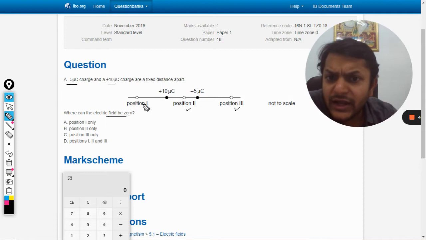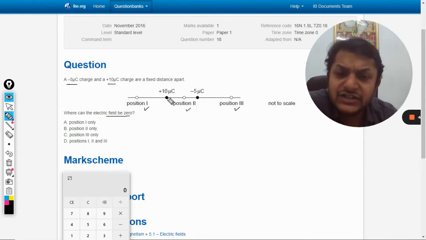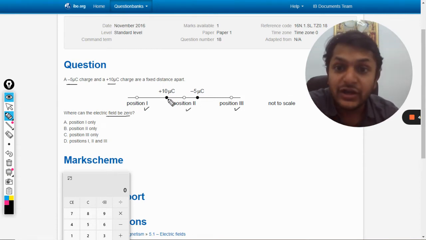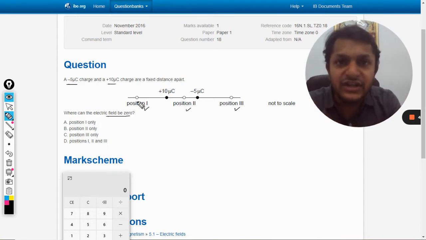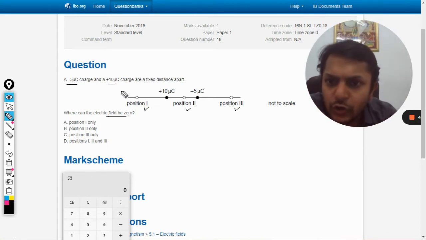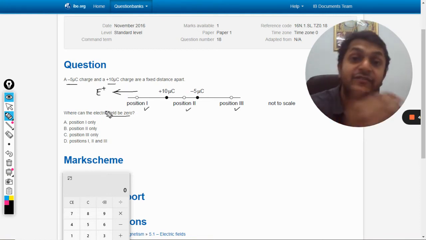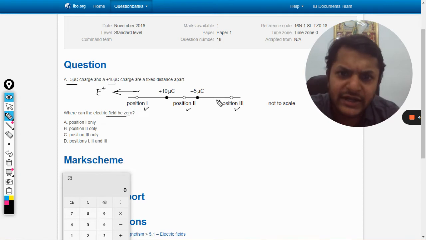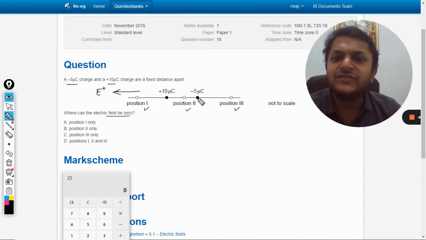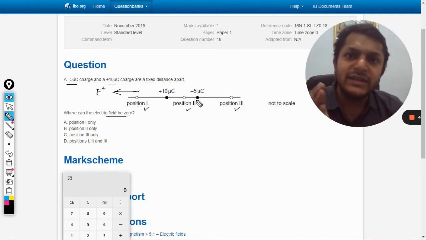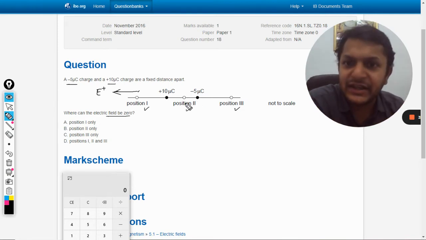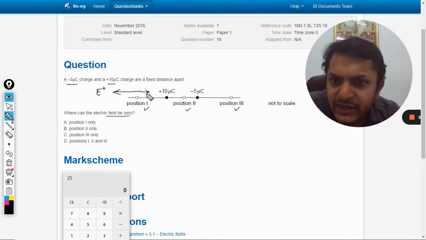So in position 1, if you see, the positive charge is stronger and it is nearer. It is stronger as well as nearer to position 1. So the electric field because of the positive will be very, very big. But the negative charge would have an electric field towards itself, so it will be attracting it, but the force will be lesser.